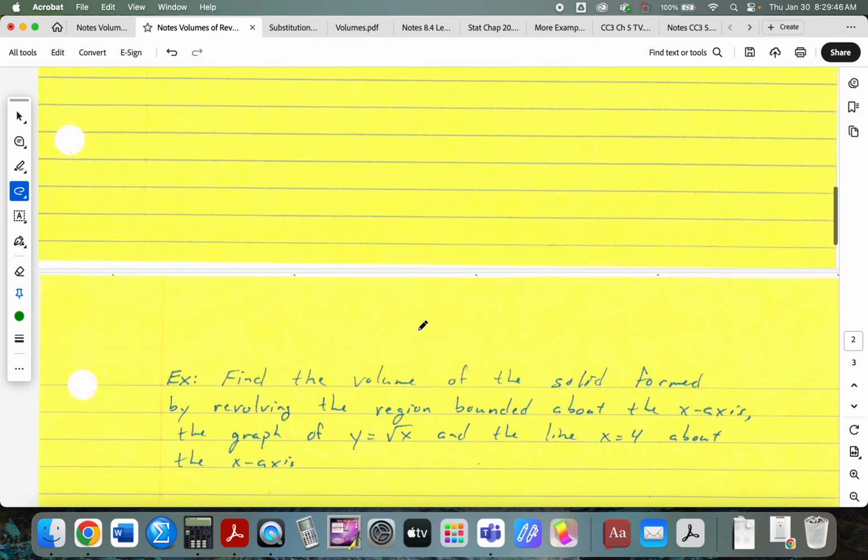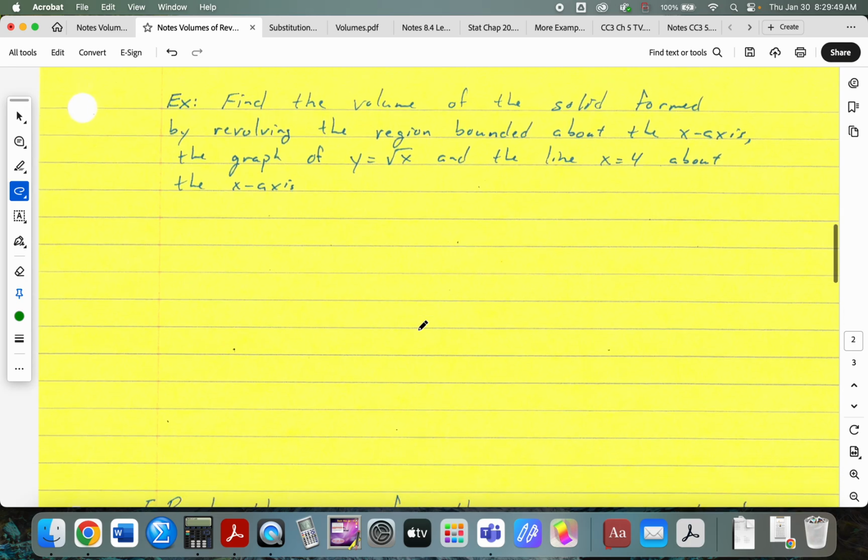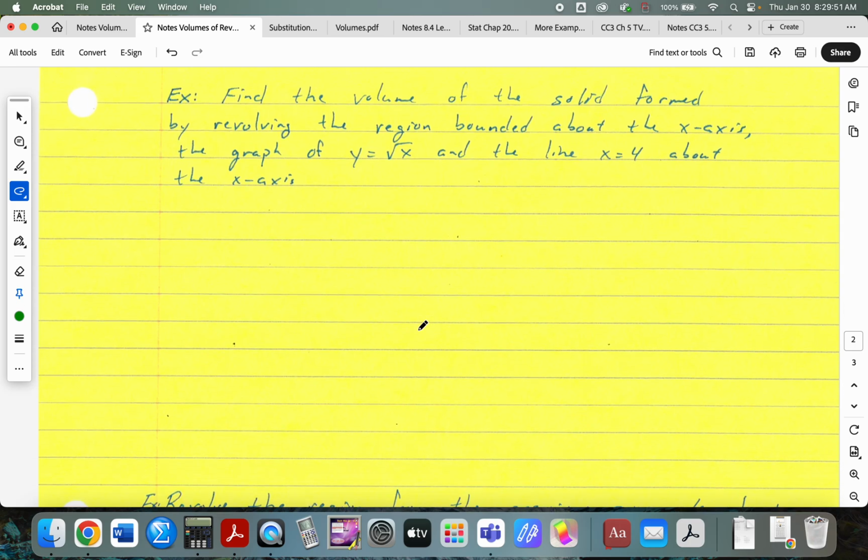So let's do an example. Find the volume of the solid formed by revolving the region bounded by the x-axis, the graph of y equals the square root of x, and the line x equals 4 about the x-axis. I immediately notice that my axis of revolution and one of the borders are in fact the same. So I know my cross-section is going to be a circle. So I'm going to sketch a very quick graph.